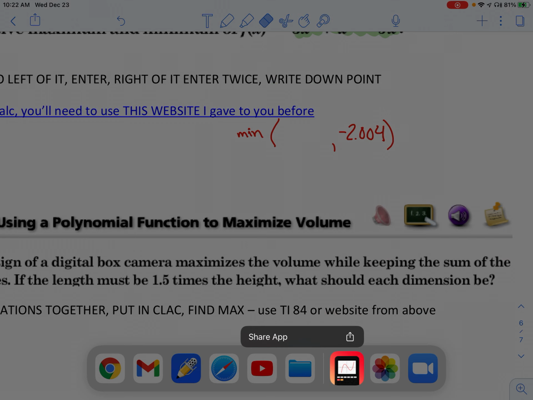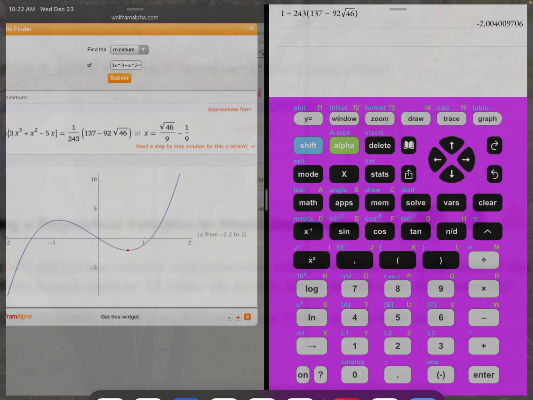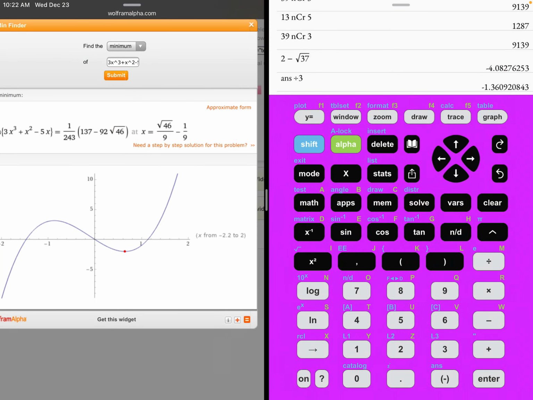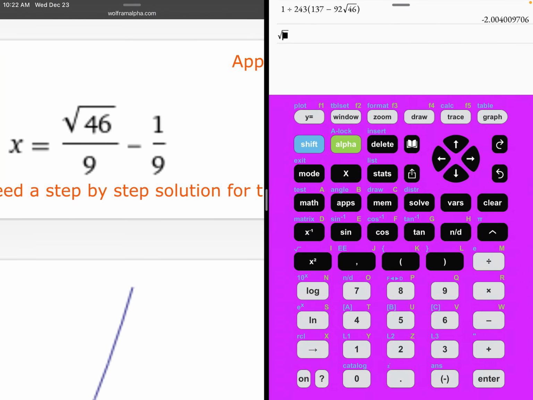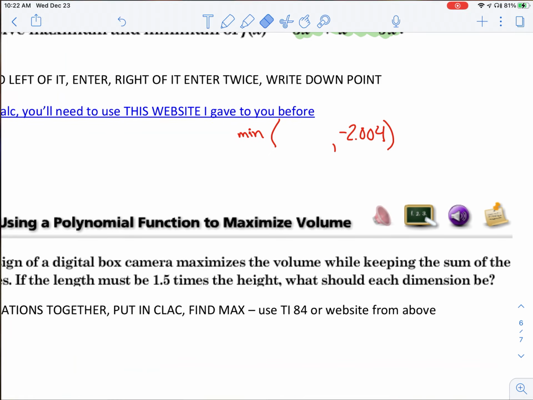Now let's actually get a decimal for our x as well. I think having a decimal just means more to us, like if you look at a graph. So there it is, square root 46, get out of the square root, divided by 9, minus 1 over 9. You guys might be thinking it'd be so much easier if I had a TI-84 calculator. This is actually, believe it or not, much easier. So 0.642.